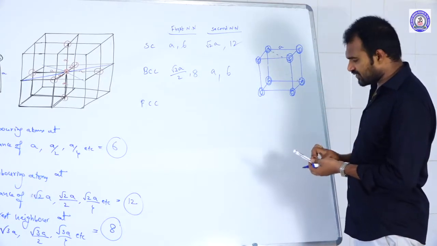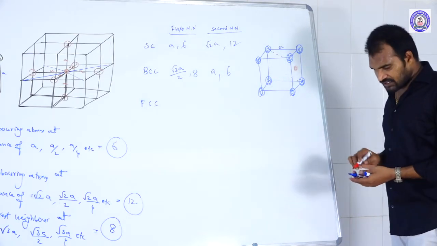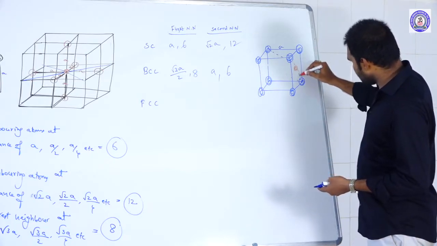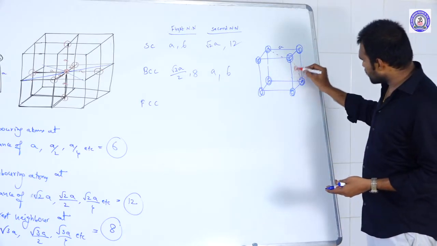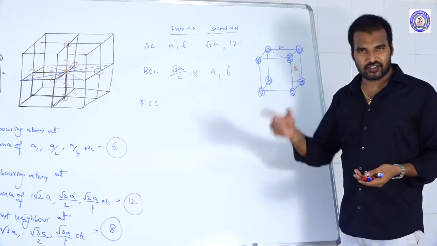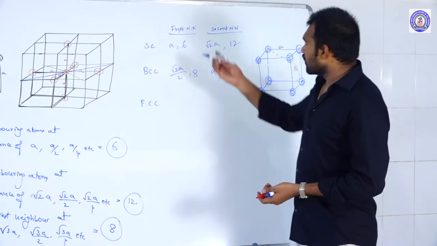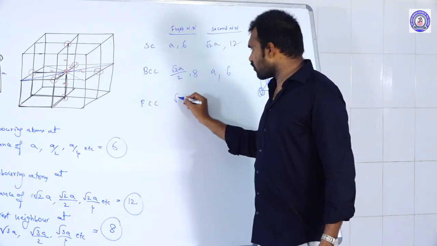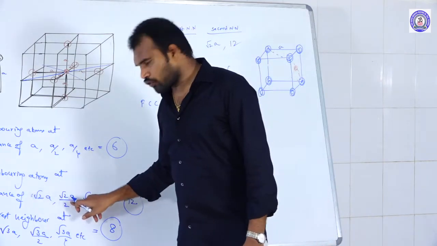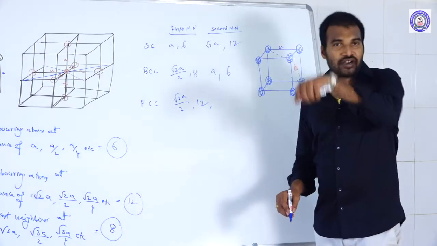FCC, the atoms are present at face centers. Now, what is the shortest distance? So, the shortest distance, they are connected like this. And the distance between them is root 2a by 2. Root 2a by 2 means 0.7a. So, that is the shortest distance. So, here in this case, the first nearest neighboring distance is what? Root 2a by 2. At a distance of root 2a by 2, what is the value? 12. So in FCC, coordination number is 12.